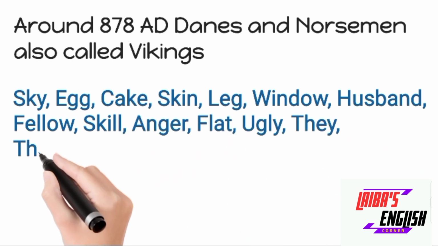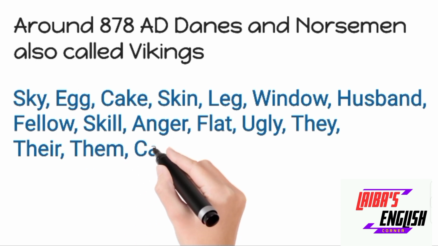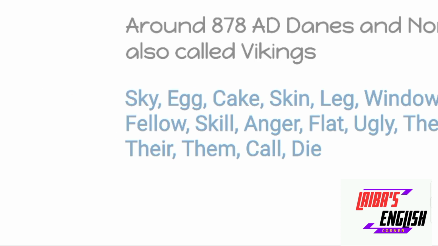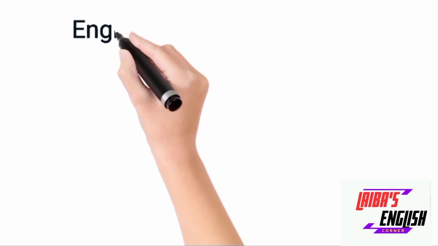Words like skin, sky, egg, cake, leg, window, husband, fellow, skill, anger, flat, ugly, they, their, them, call, die, odd, even. So there are many words. We call them Norse words, which were introduced by Danes and Norsemen called Vikings. So this was also an important event that occurred in the English language.